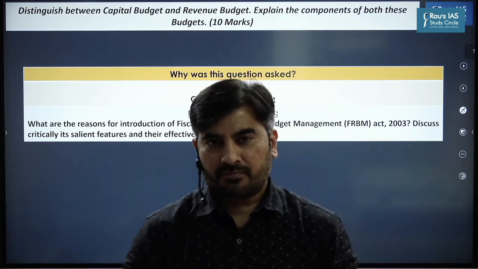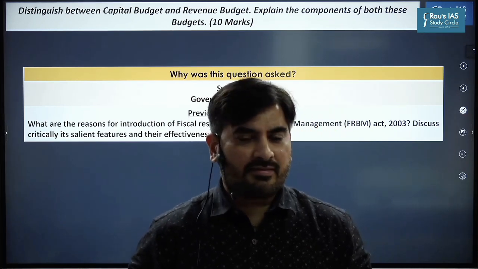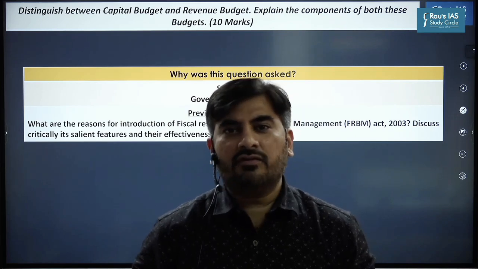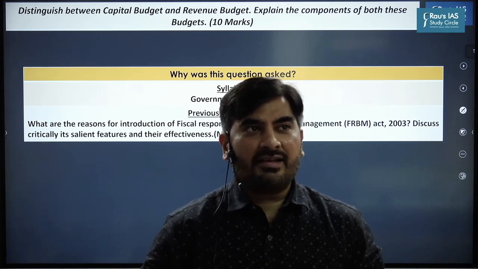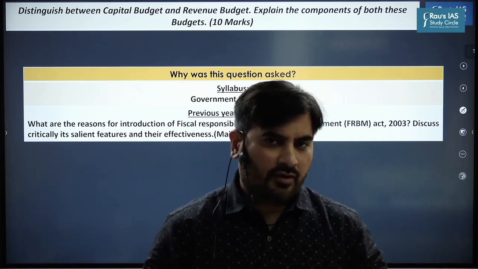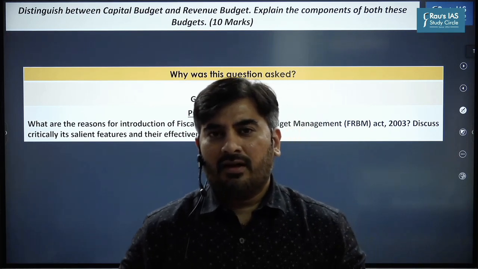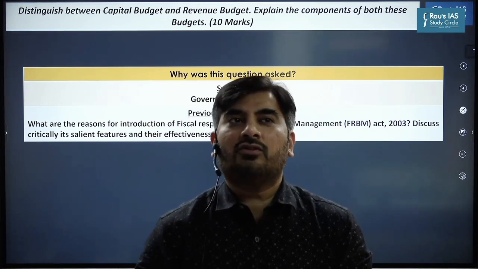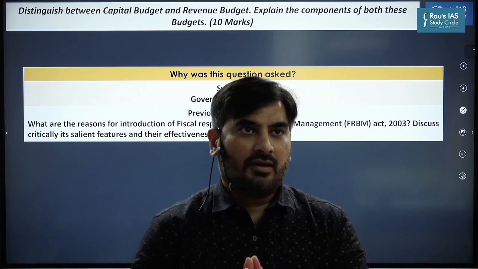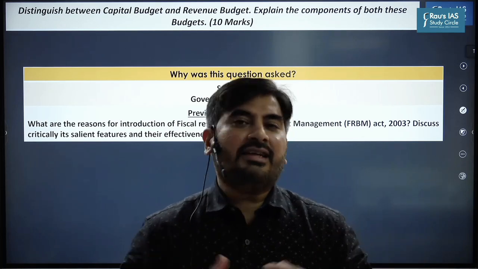10-mark question. Why this question was asked? Directly related to a syllabus of government budgeting. And as you can see in Mains 2013, we had another question related to government budgeting. That is with respect to critical analysis of the FRBM Act 2003. So let's discuss the content for the answer.